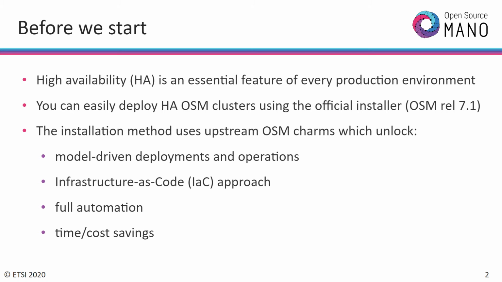Starting from the OSM release 7.1, you can now easily deploy highly available OSM clusters using the official upstream installer, which allows you to stay closer to the upstream and avoid vendor lock-in. Moreover, this installation method uses upstream OSM charms, which in addition unlock the following benefits: model-driven deployments and operations, infrastructure as code approach, and full automation. All of that allows you to save time and thus results in lower operational costs for your organization.